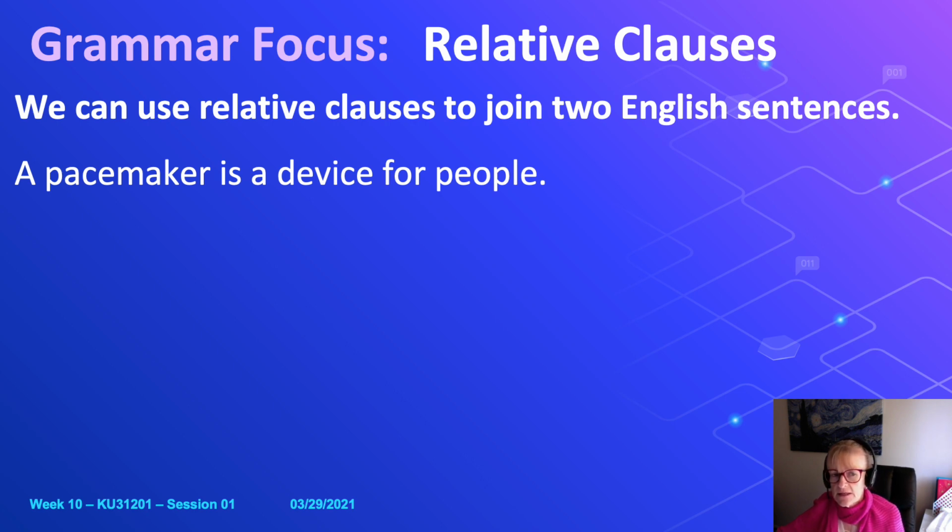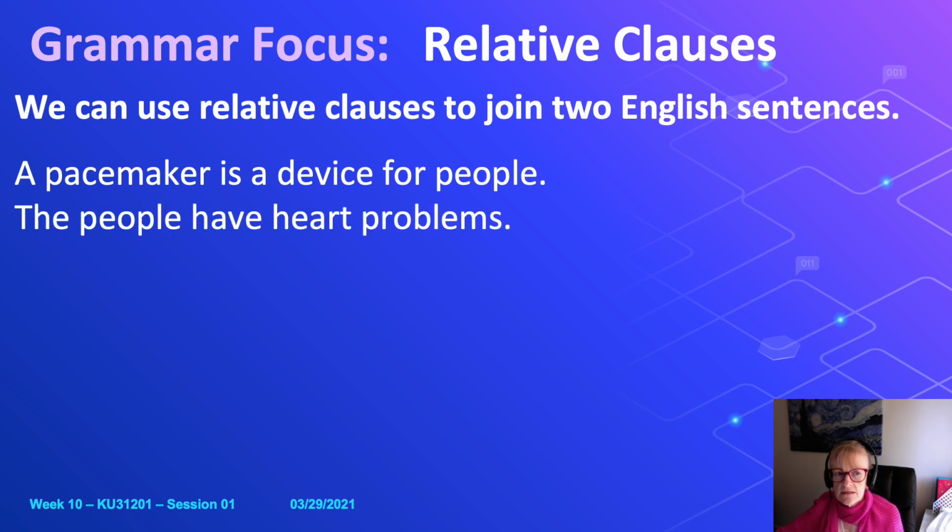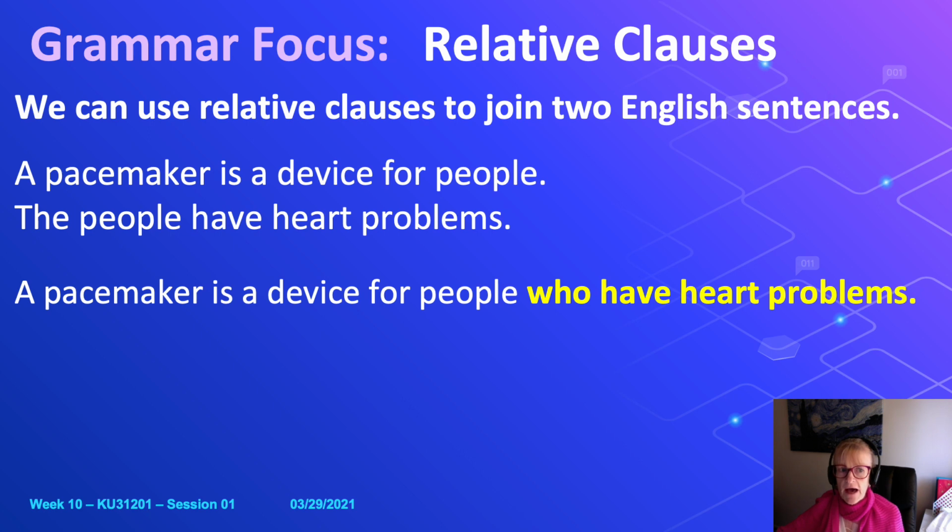A pacemaker is a device for people. And our second sentence is the people have heart problems. So what we can do is turn that second sentence into a relative clause and add it to the first sentence so that we've created one sentence. So there we have, a pacemaker is a device for people who have heart problems.